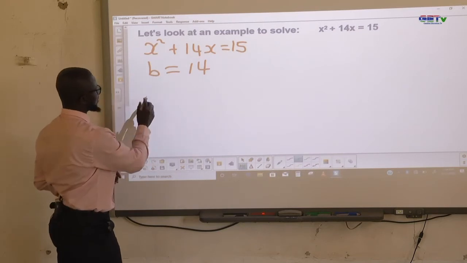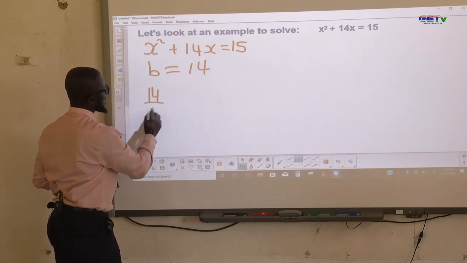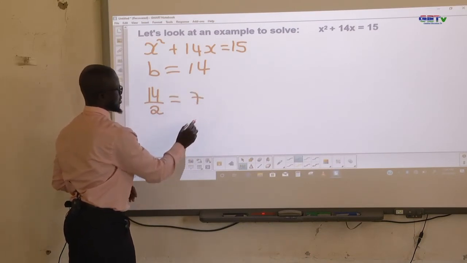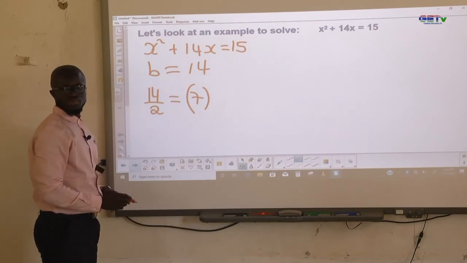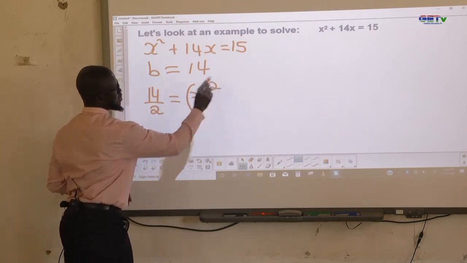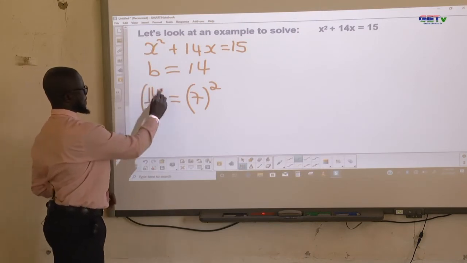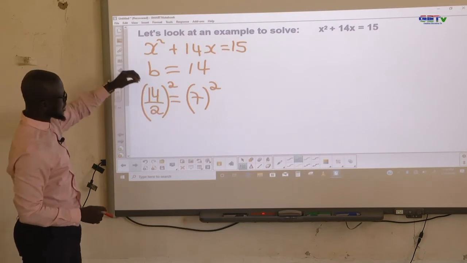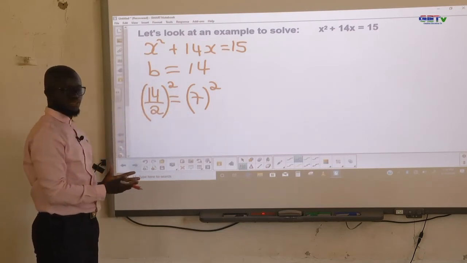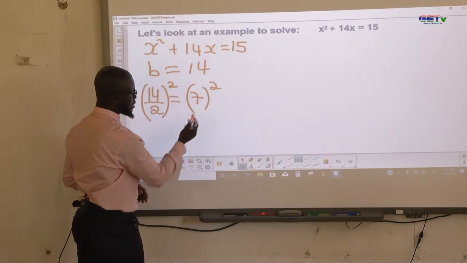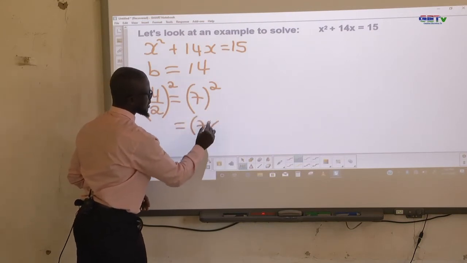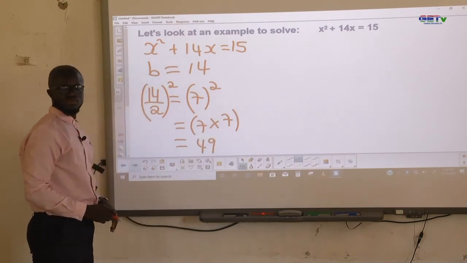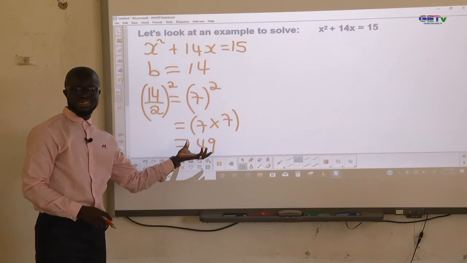So this will give 14 divided by 2 equals 7. So we have to square this, because that's what the rule says. Take the value of b, divide by 2, and square the result. So if you square 7, you are going to have 7 times 7. And 7 times 7 is 49. So this is the number we are interested in.